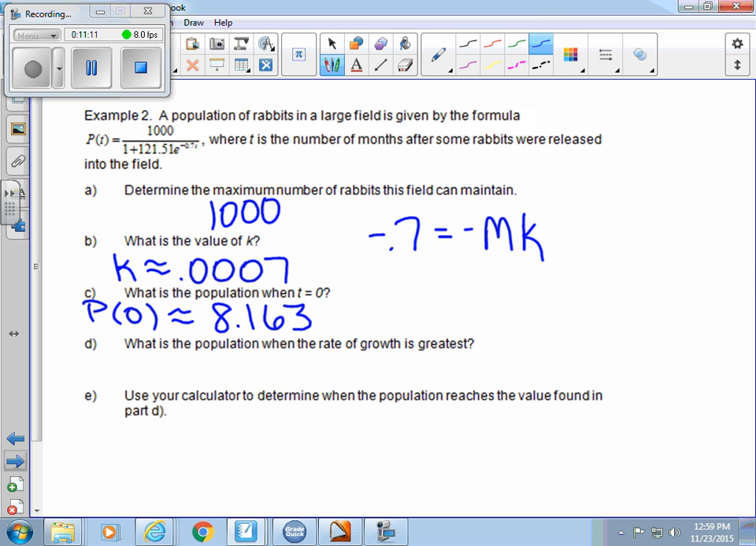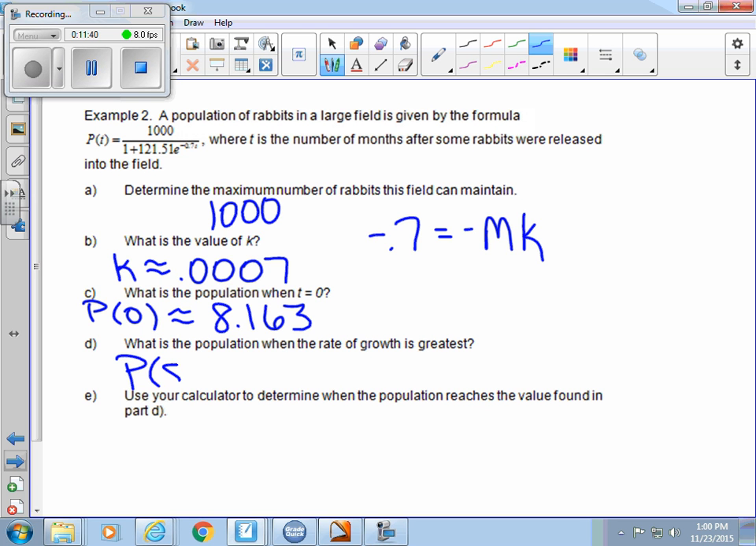What is the population when the rate of growth is the greatest? Well, when is the rate of growth the greatest? At 500. Any questions about that? Why is it 500? From the last two problems before. Because it's going to be half of the limiting factor. That's when your growth is going to be the greatest.